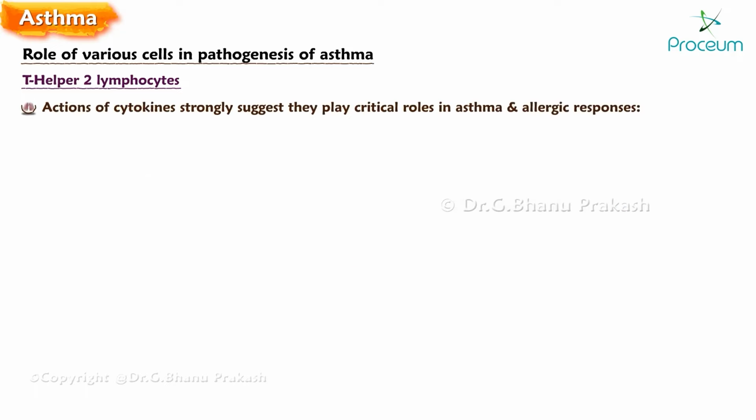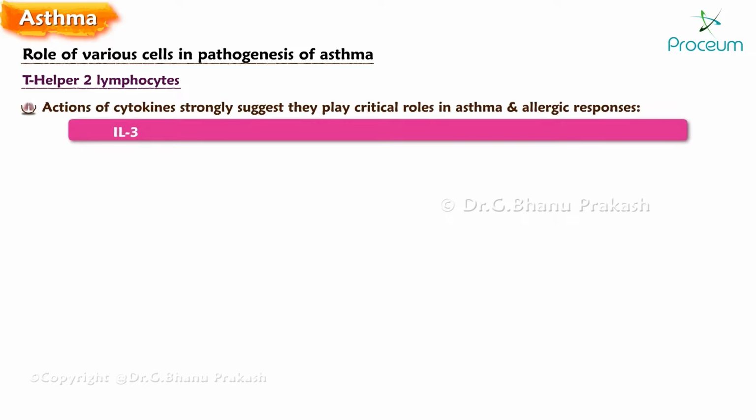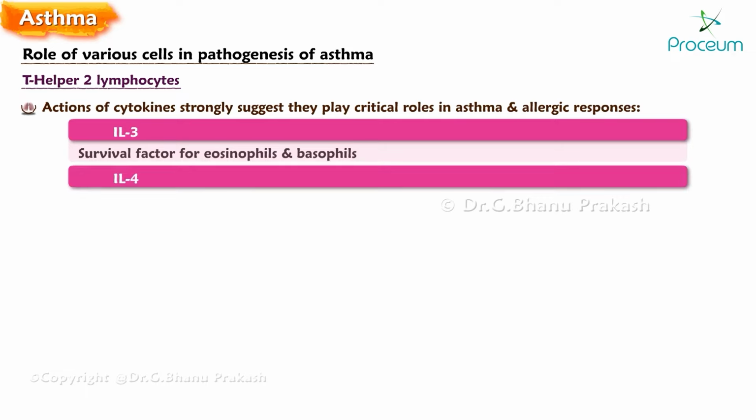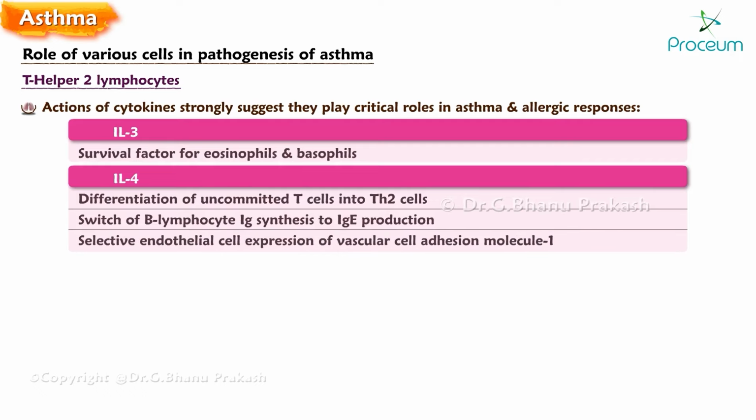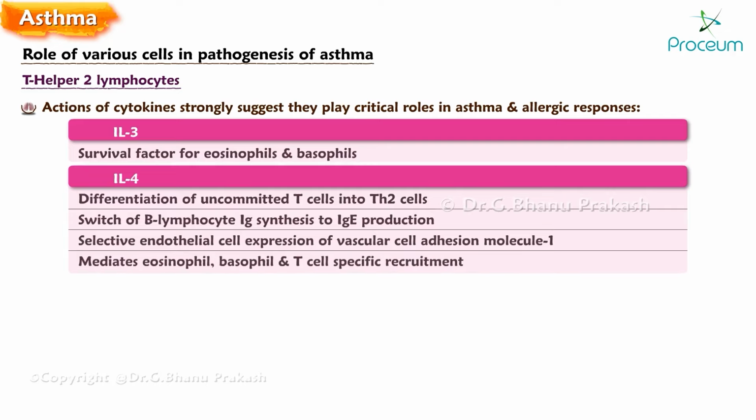The actions of the following cytokines produced by T helper 2 lymphocytes strongly suggest that they play critical roles in asthma and allergic responses. IL-3 is a survival factor for eosinophils and basophils. IL-4 helps in the differentiation of uncommitted T cells into Th2 cells, switch of B lymphocyte immunoglobulin synthesis to IgE production, and selective endothelial cell expression of vascular cell adhesion molecule 1 that mediates eosinophil, basophil, and T cell-specific recruitment.